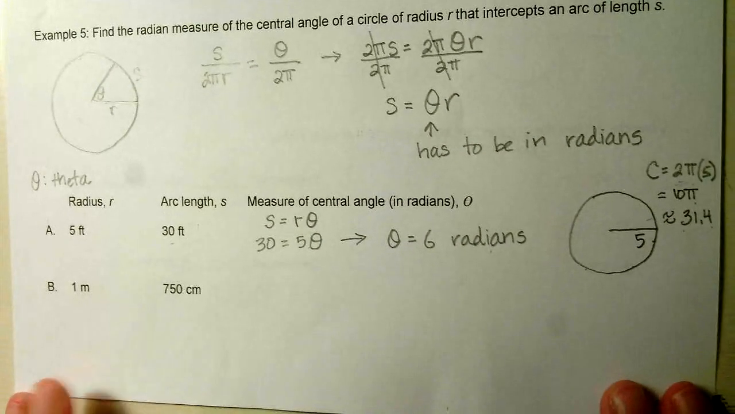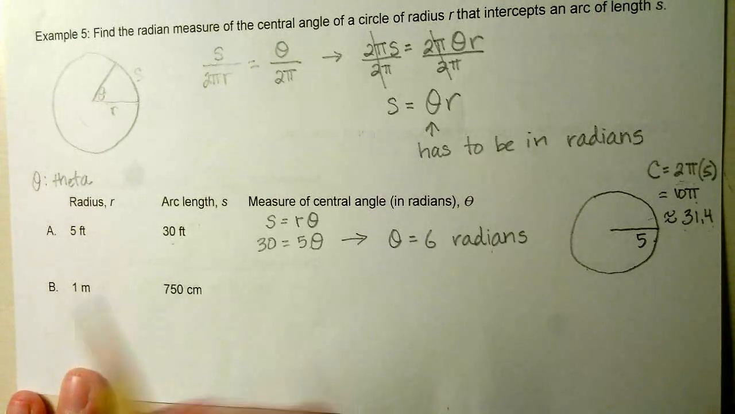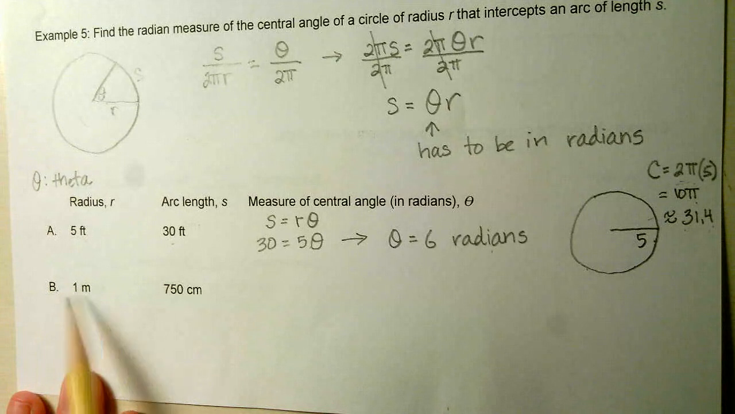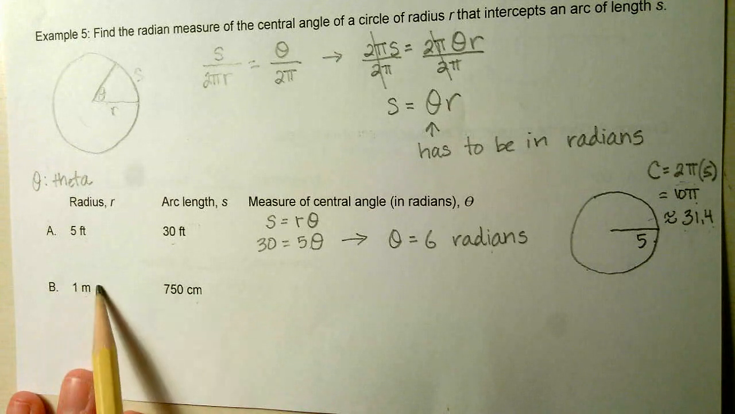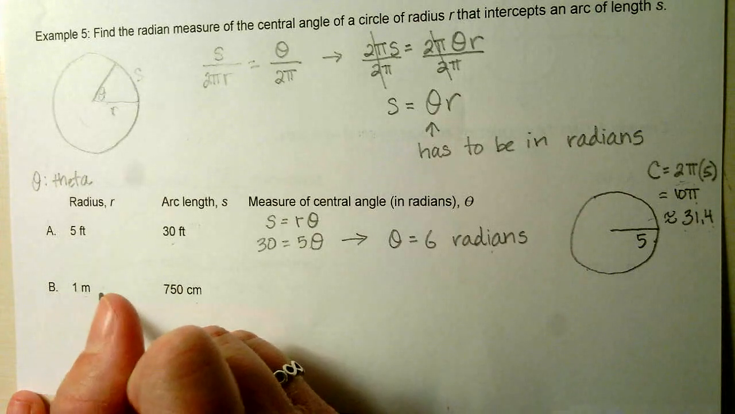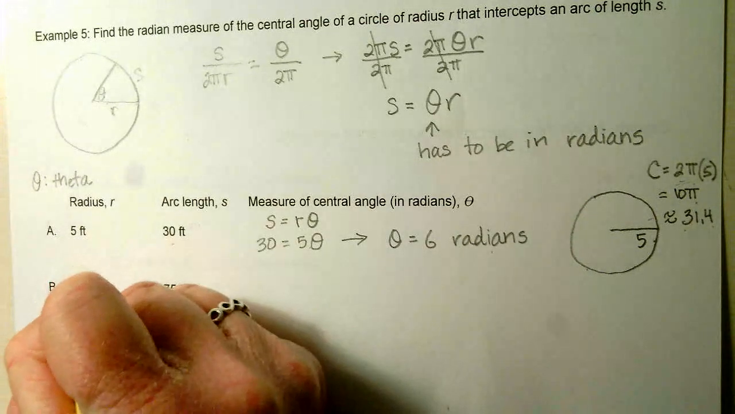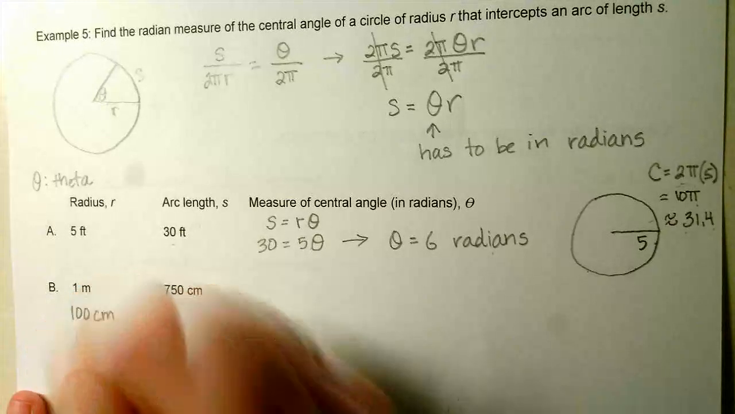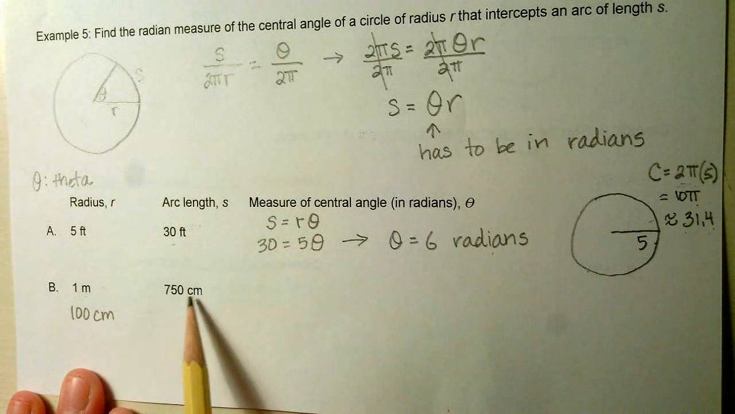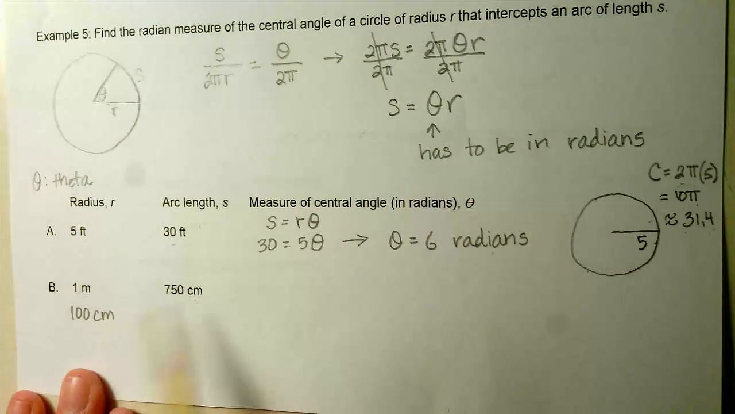Our next one is a little trickier. You're still using the same formula, but the trick here is you need to make sure that your units are the same for your radius and your arc length. So you might have to do some conversion before that. So 1 meter is equal to 100 centimeters. Now both my radius and my arc length are in the same unit.